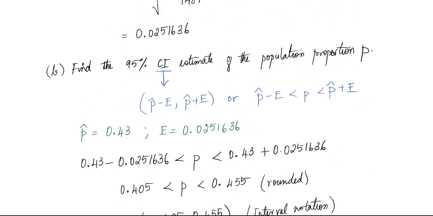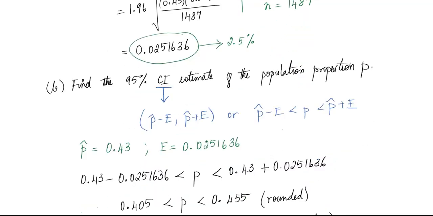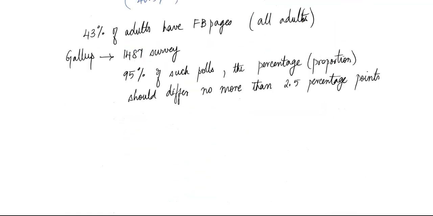So let's go back to part A. And then I come back here and say, okay, margin of error, if you wrote this as a percentage, it will be 2.5 percentage, right? The 2.5 percentage points is the margin of error, which says that it should differ no more than. So it's a maximum possible error, the maximum likely error.